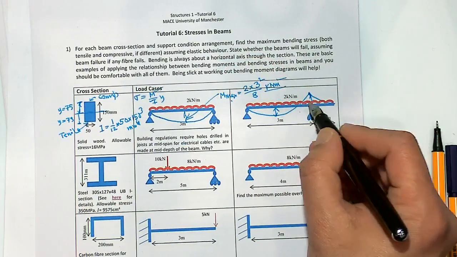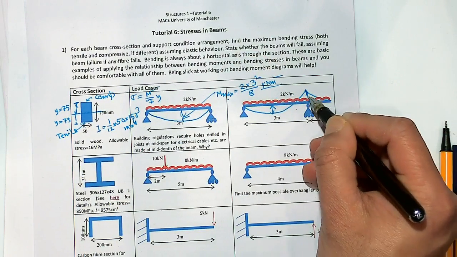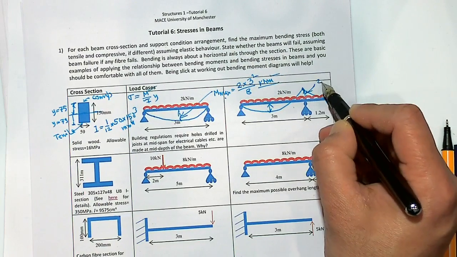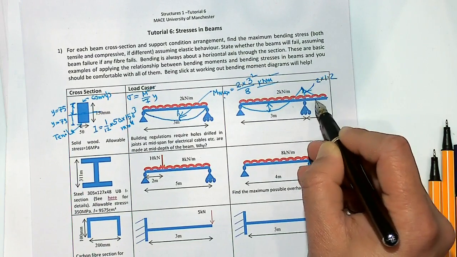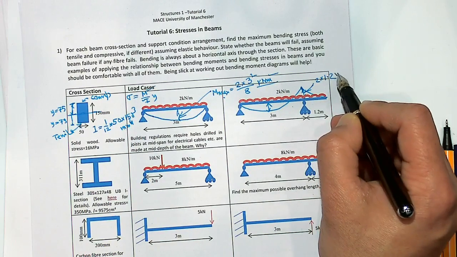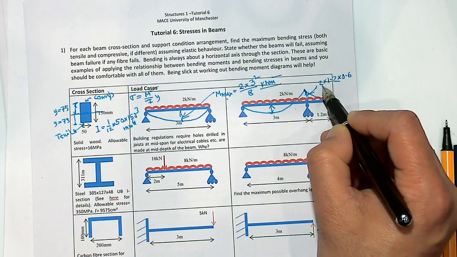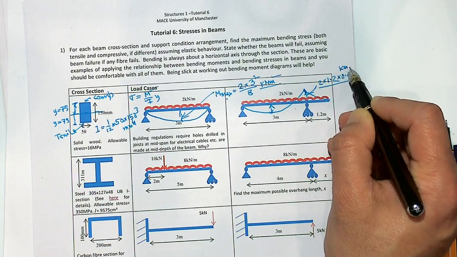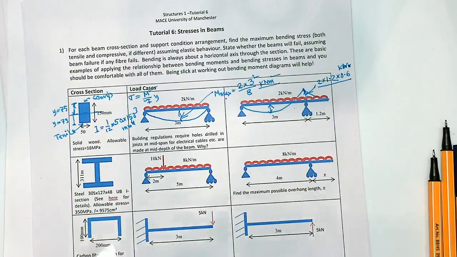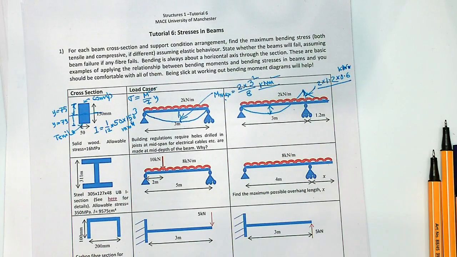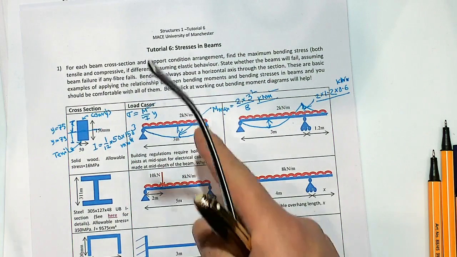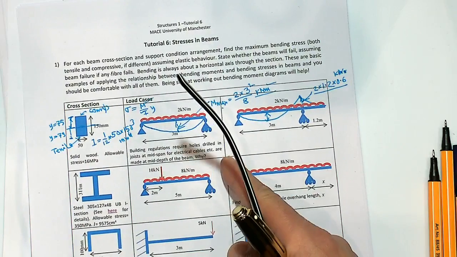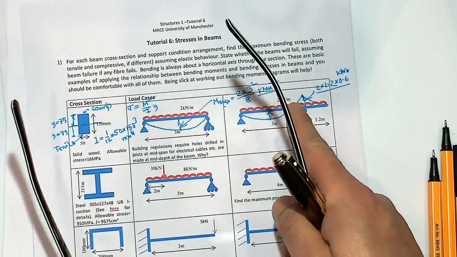So you can easily find, if this is 2 kilonewton per meter, this bending moment would be 2 times 1.2, that is the total load, and that will act at half the distance, so 0.6. So 2 times 1.2 times 0.6 kilonewton meter would be the bending moment at that wall. Similarly you can find the other bending moment and then use that to calculate the stresses. But most importantly, solving this problem comes secondary.